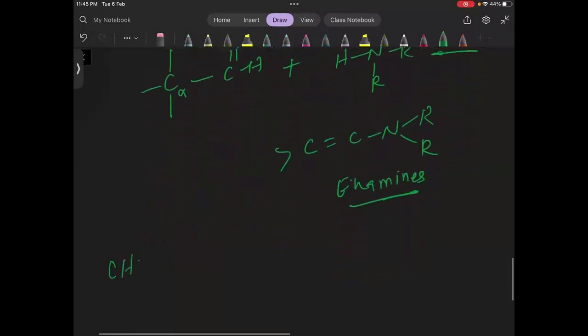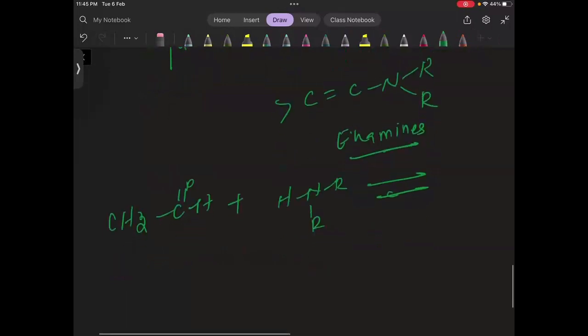One more example I give you here. Here we'll take the CH3, correct? CH3, CH3 C double bond O, and we'll take H, N, R, R. So what is going to be formed, students? A 2-degree amine I have taken.